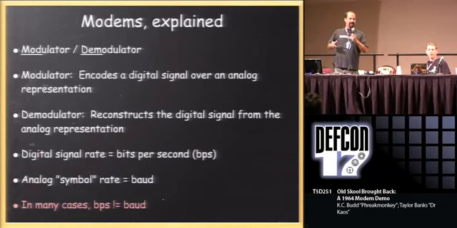The reason for that is they figured out they could do a symbol change that represented more than one bit. They were shifting between two frequencies at 300 baud. Well, they figured out for the next speed they could shift between more than two frequencies to represent more than one bit. And so by doing that 600 times a second, they got 1200 bits per second of digital data out of it. So what everybody called a 1200 baud modem is actually 600 baud.